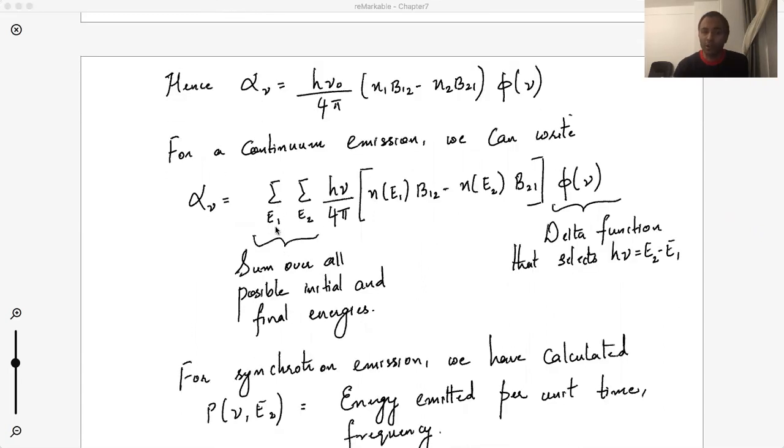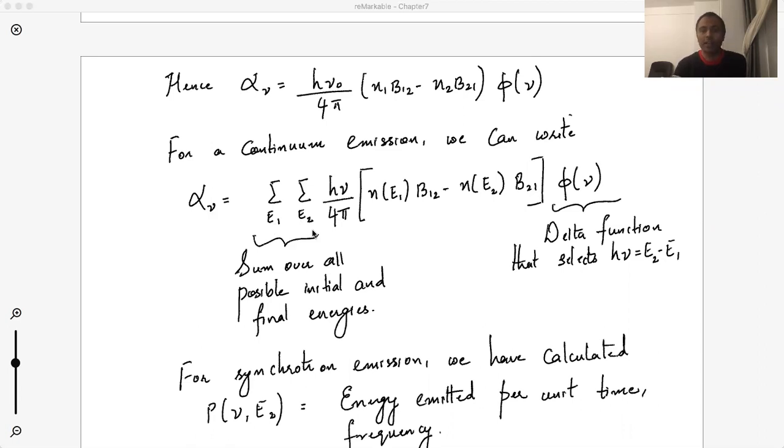I'm going to sum over all initial and final energy states. I'm going to call the emission an event which takes an electron from energy E2 to E1. And I'm going to sum over all those possible combinations of E1 and E2 which would give me a photon of frequency nu. Notice here that you can't say h nu is equal to E1 minus E2. It's not a single atomic transition, because you have electrons emitting over a large range of frequencies.